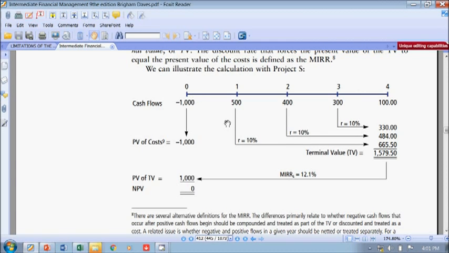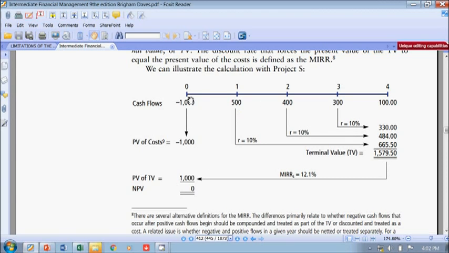So basically, in the modified internal rate of return, for the positive cash flows, you just compound them to future value, or what we call here terminal value. You reinvest the money that you got during this commercial period at your cost of capital. 10% is your cost of capital, or we can also call this the reinvestment rate. For the fourth year, your future value is the same as the 100 here. So 100 plus 330, 484, and then 665, then you get this terminal value. This is what we call the future value.